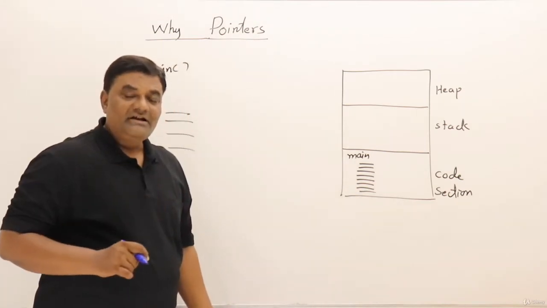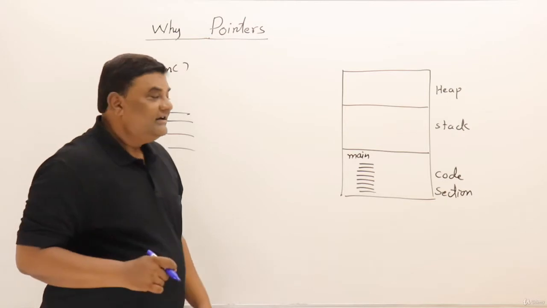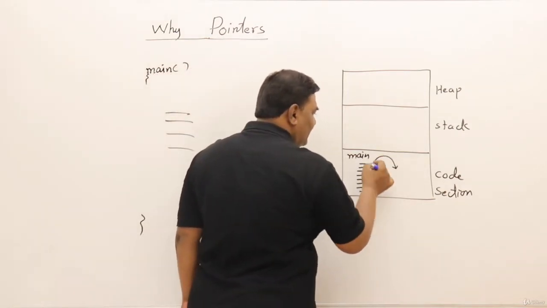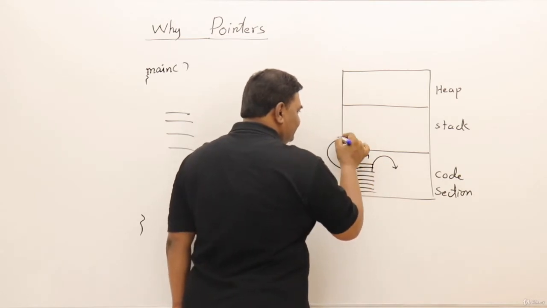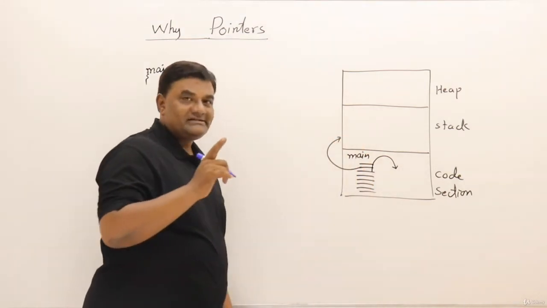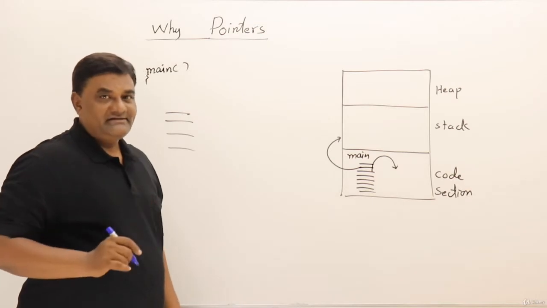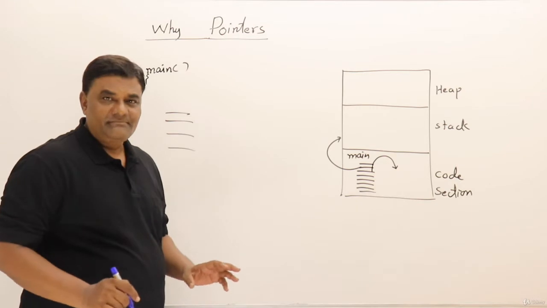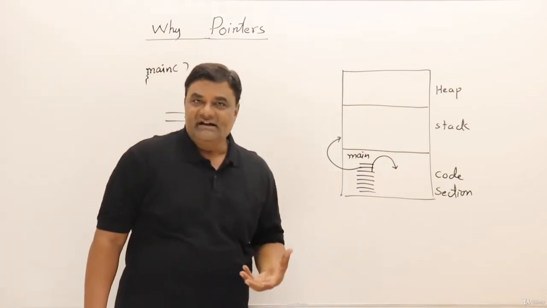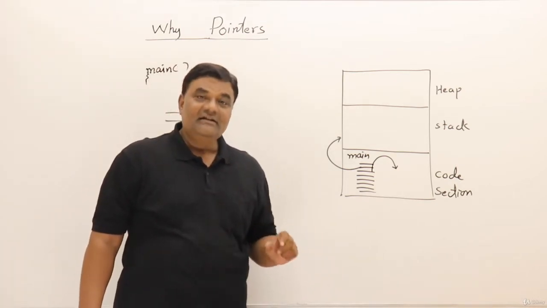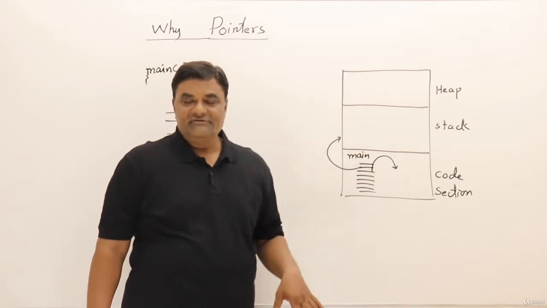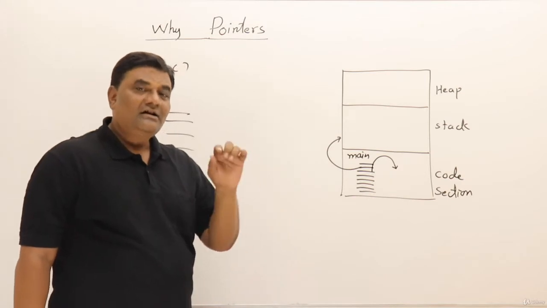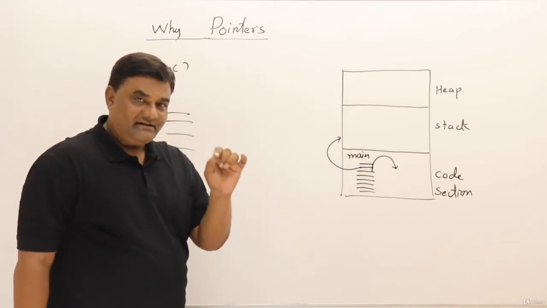So that program can access which part of memory? It can access the same code section, or it can access the stack. These are the two places it can directly access, and it cannot access any other thing in your entire computer system. Whatever is there inside the code section or the stack, a program can directly access it.